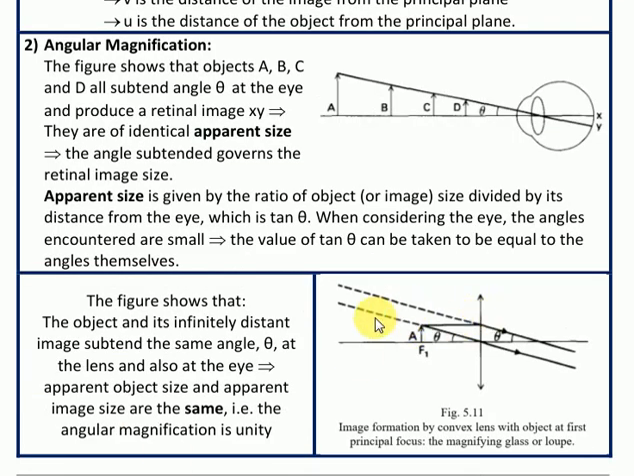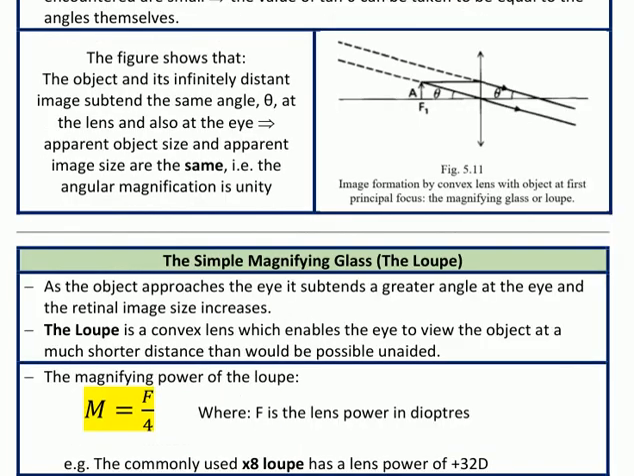Now this figure shows that the object and its infinitely distant image subtend the same angle at the lens and also at the eye. So apparent object size and apparent image size are the same. The angular magnification is unity. The object is at the first principal focus of the magnifying glass or loupe. The simple magnifying glass or the loupe.